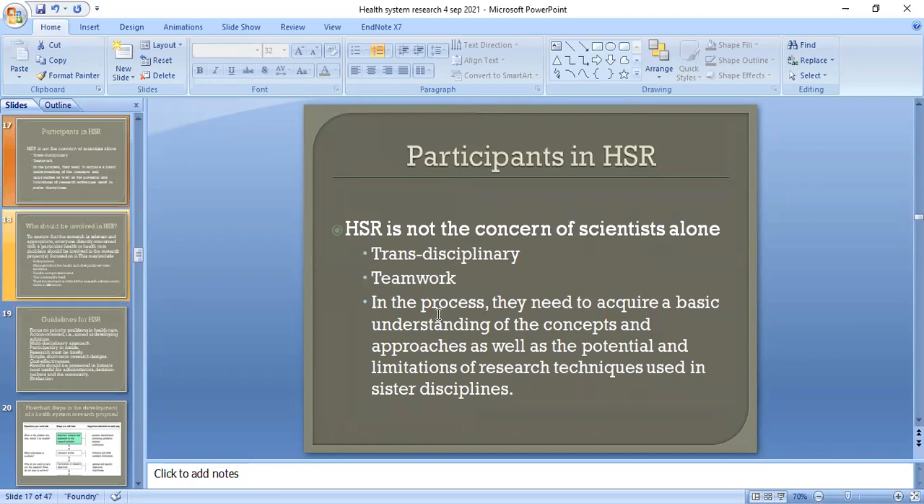Now, the participants in health system research. Health system research is not the concern of scientists alone. It is transdisciplinary. It involves participants from multiple disciplines such as the agriculture sector, water supply and sanitation, different NGOs and pharmaceutical industries. It is a teamwork of different disciplines. In the process, they need to acquire a basic understanding of the concepts and approaches as well as the potential and limitations of research techniques used in the sister disciplines.